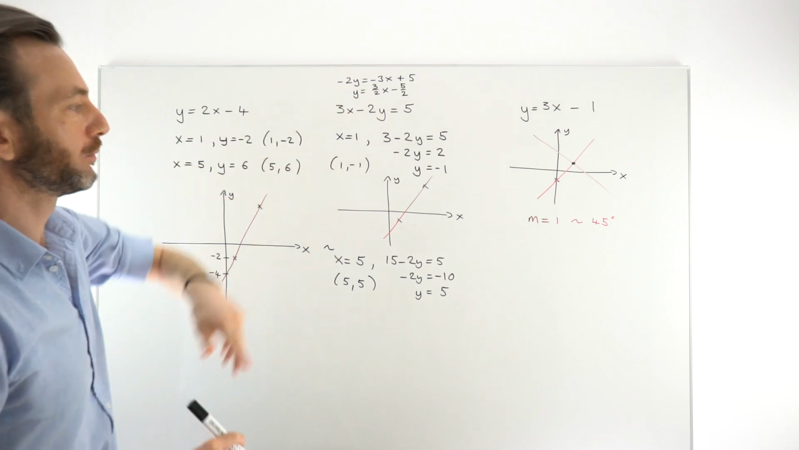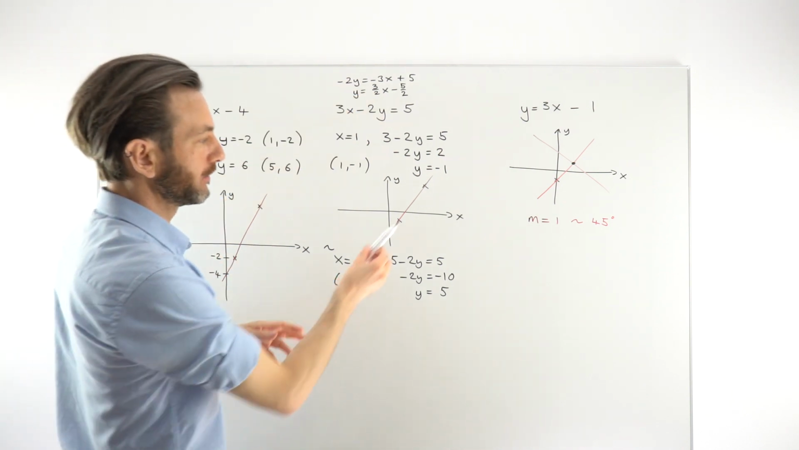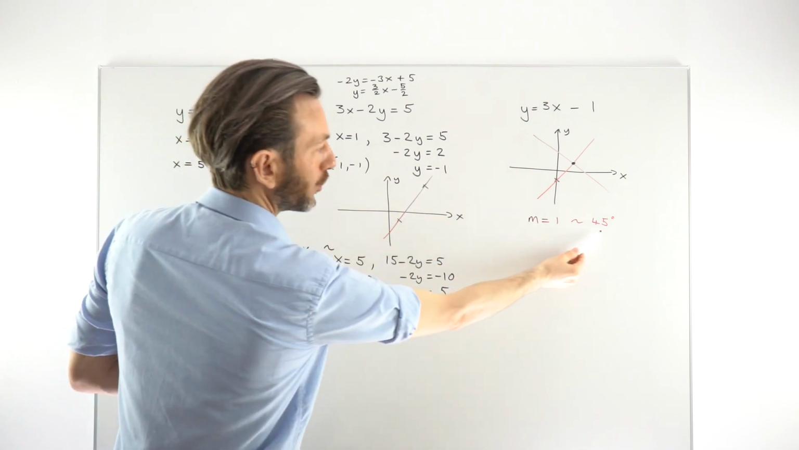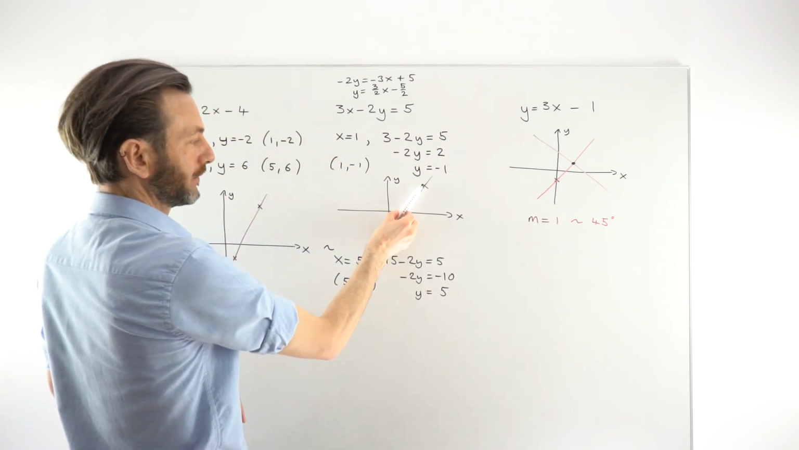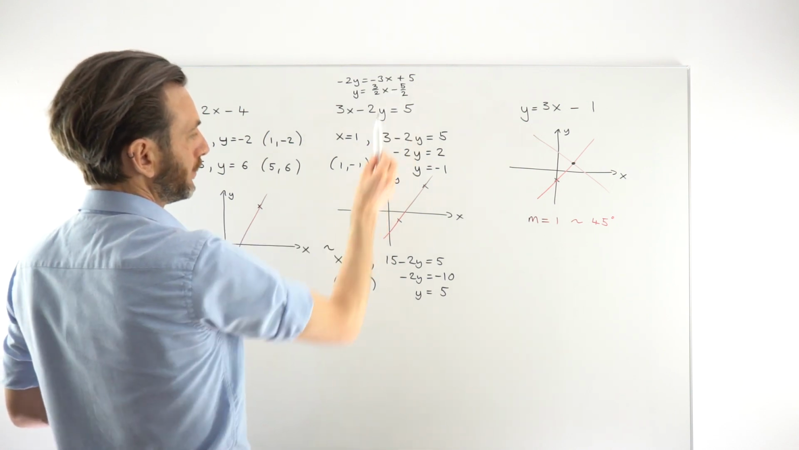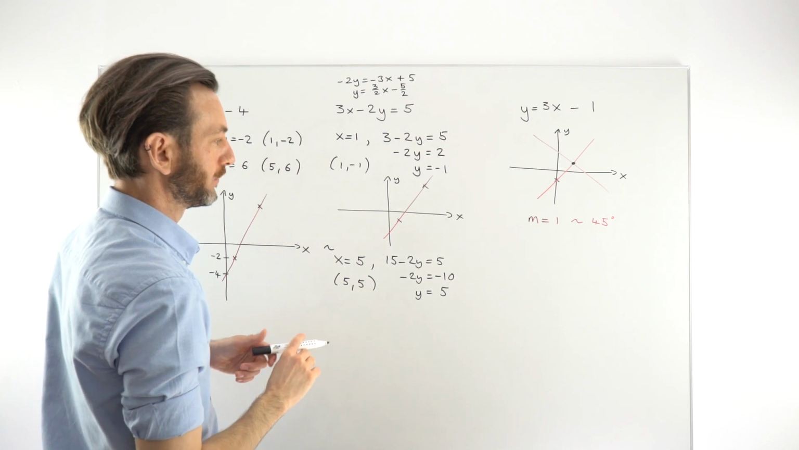So does that fit in? So 3 over 2 is 1.5, positive 1.5. So a gradient sloping up to the right, 1.5 is a little more than 45 degrees. So that looks perfect. That fits in really well. It's almost 45 degrees. Y-intercept of minus 5 over 2, that's minus 2.5.